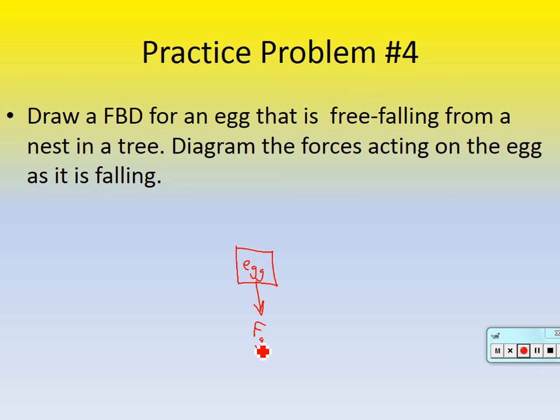Now, is there anything else that we should put on this one? Air resistance. Good, yeah. Now, if it's falling down, what can you say about air resistance? It's not as long as this vector, right? So how do we represent air resistance? There. Force of air. Now, is there anything going left and right? Nope. It's falling straight down from the tree. So there you go. That is your free body diagram.